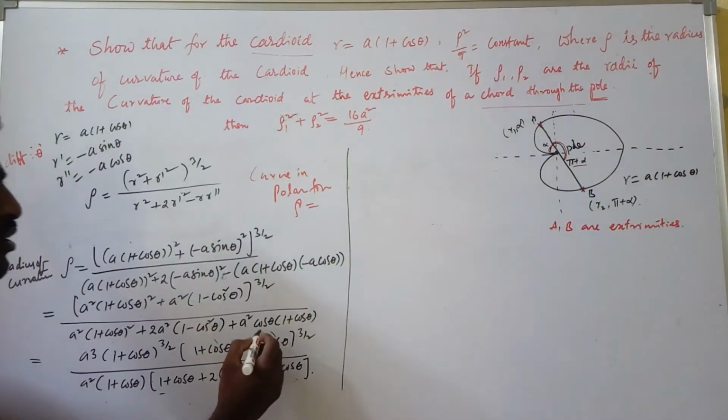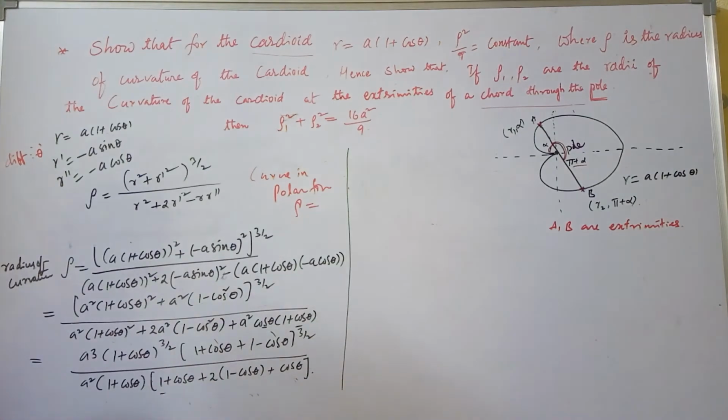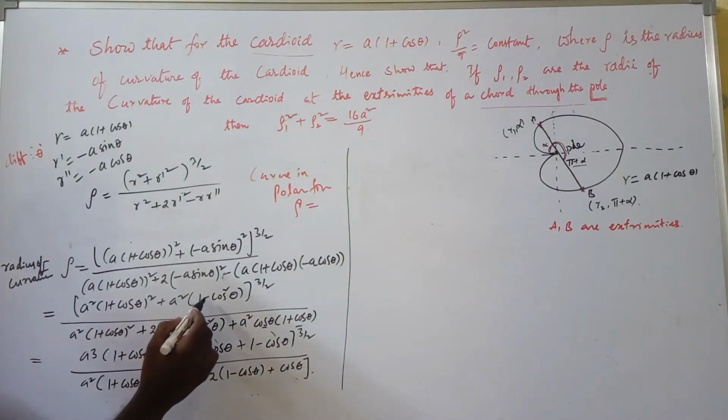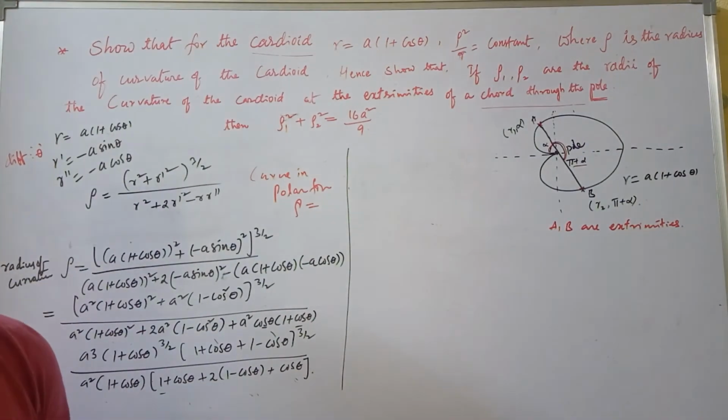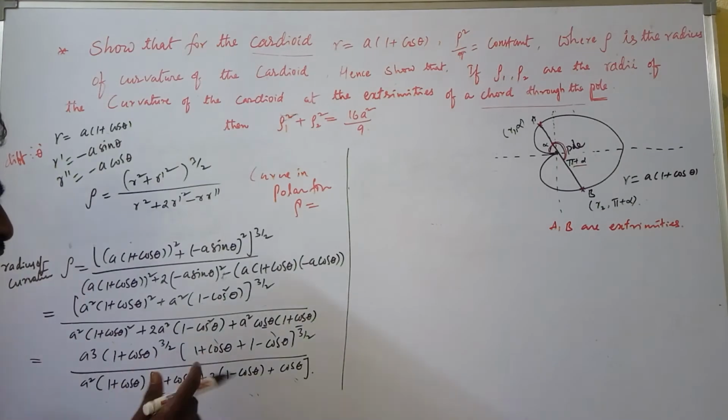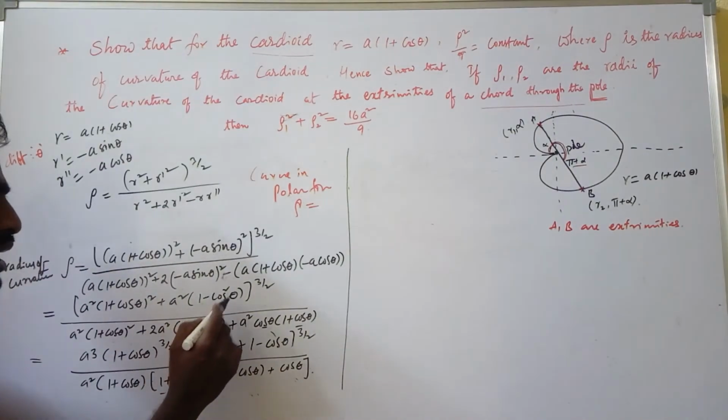Okay, cos theta into 1 plus cos theta. Next, the numerator term. In this term, 1 minus cos square theta can be written as a square minus b square, where 1 is written as 1 square minus cos square theta. A square minus b square can be written as (a plus b) into (a minus b). A plus b means 1 plus cos theta, and a minus b is 1 minus cos theta.